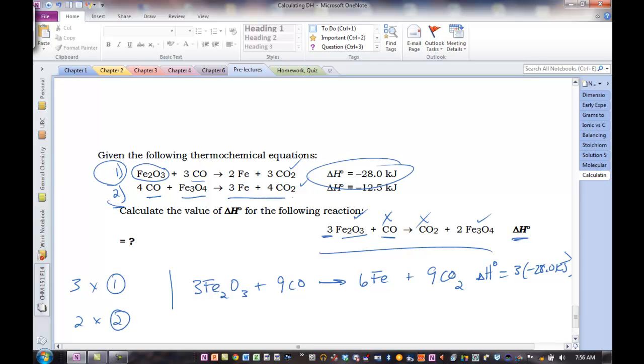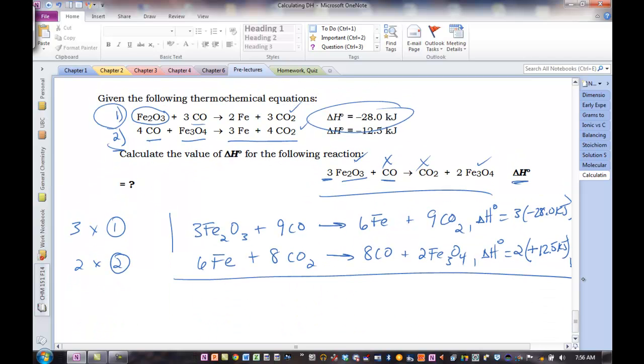Right, this second equation up here, but I also have to flip it around. So I'm going to start with my products, and then 2 times 3 would be 6 iron. 2 times 4 would be 8 CO2. 2 times 4 would be 8 CO. And 2 times 1 would be 2 Fe3O4. So I did get my 2 moles of Fe3O4 as a product. Now, my delta H, I multiplied by 2, but I also turned it around, so it's going to change the sign from negative to positive in this case. All right, and there we go.